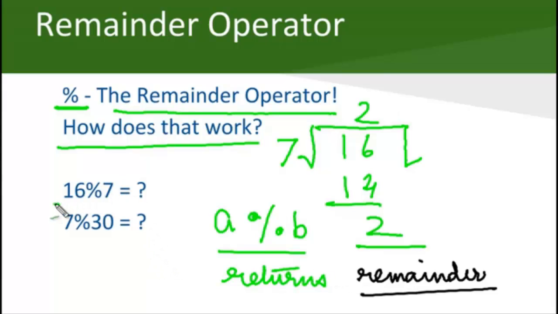So when you have 16 % 7, it will return the remainder of 16 divided by 7. 16 divided by 7, the remainder is 2. And you can have anything else, for example 5 % 2. The remainder in this case is 1.